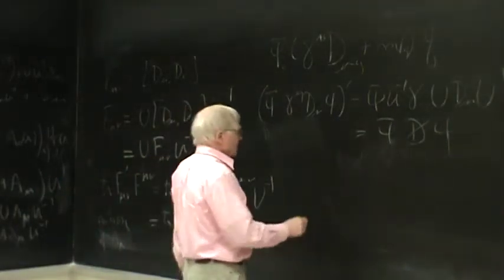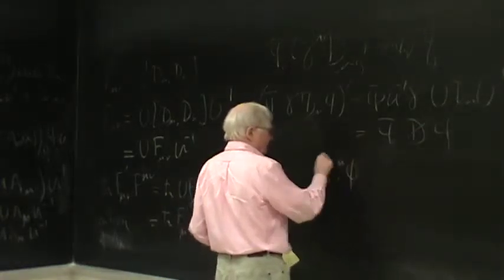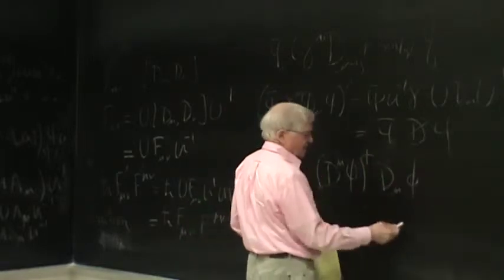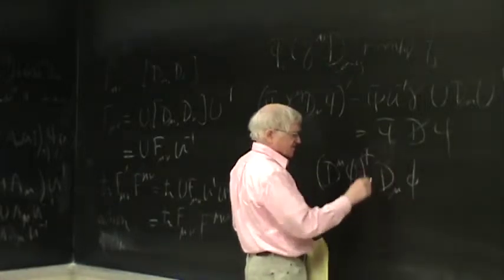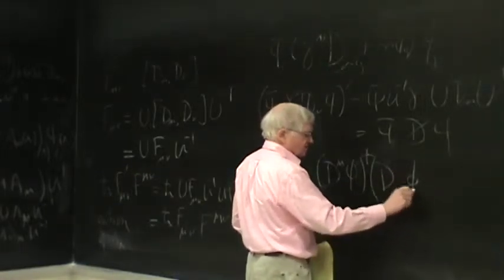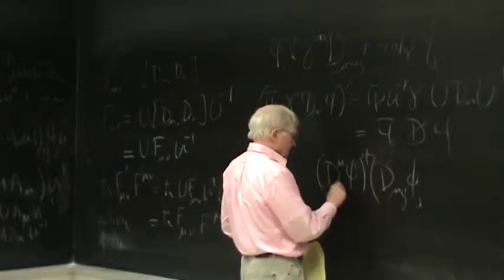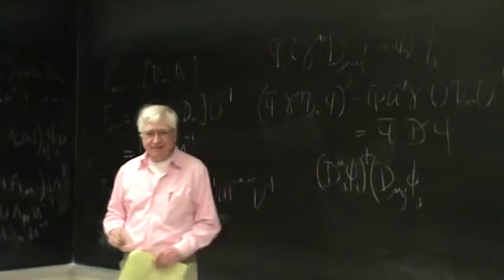For scalar bosons, you do something similar. You say D mu phi adjoint D mu phi, whereas now this thing is a column vector. So in other words, this is ij, ji, kk, so it's like that.